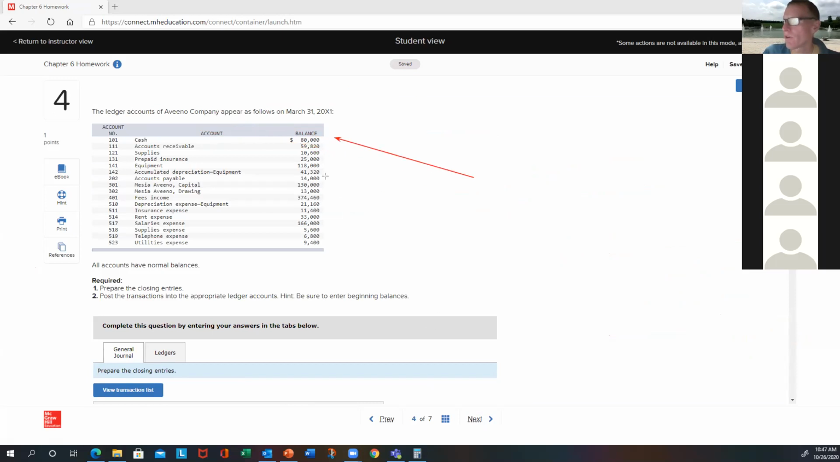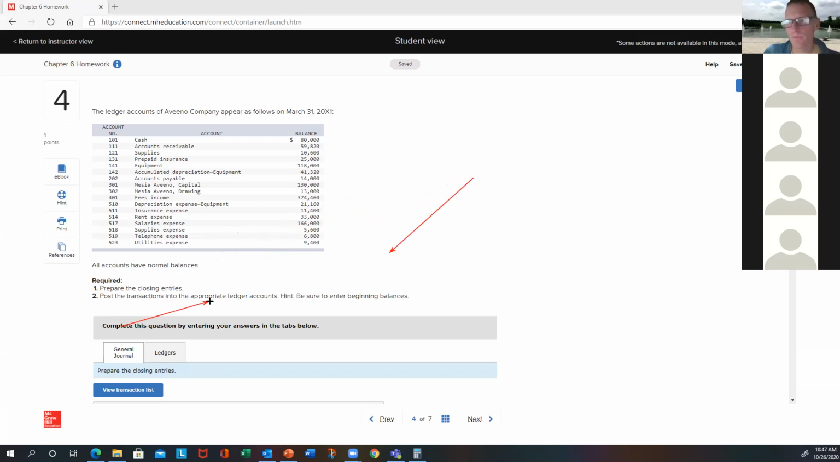So they give you all these accounts. Notice they always start with cash, then you have accounts receivable, all your assets. They give you all your permanent accounts first. They always do that. And then they always tell you all accounts have normal balances. Okay. They want us to prepare closing entries. So that's the same as problem 1. But the thing that's different is in this problem, they also want you to post to the ledger.